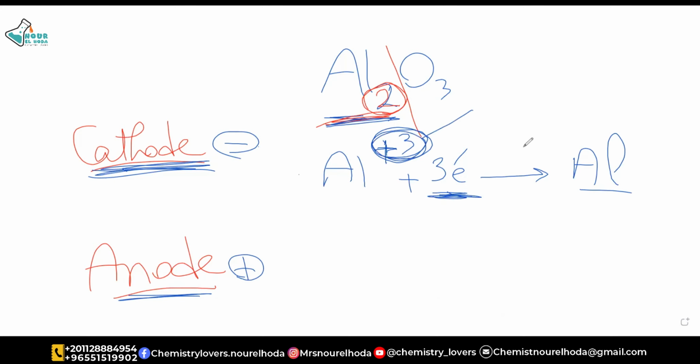How do I know that this was aluminium 3+? From the periodic table. Because it's in group 3, it's plus 3. Because it's a metal, so it's positive. Right.